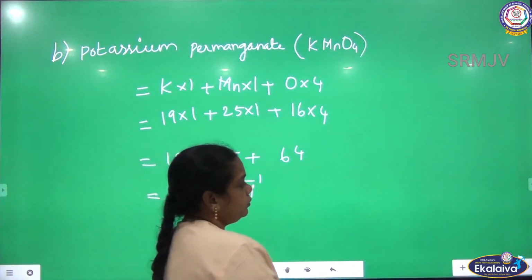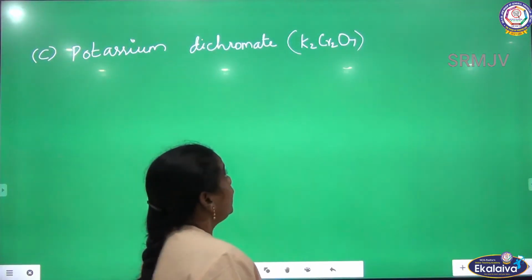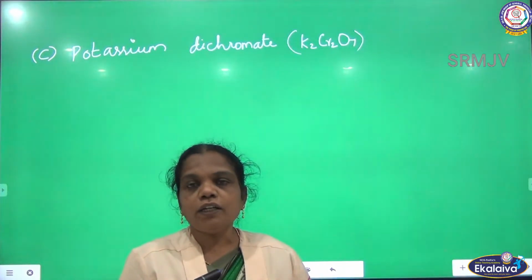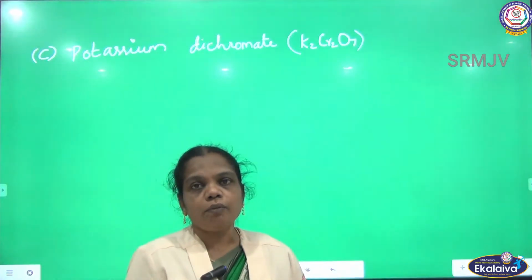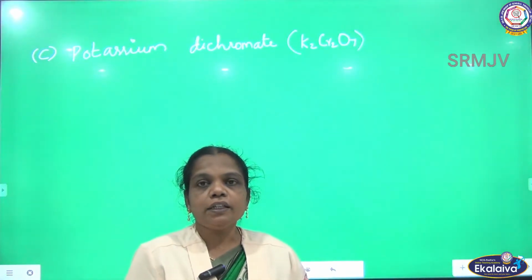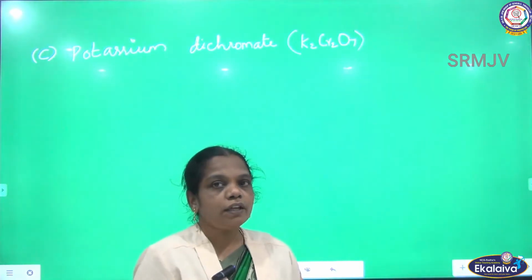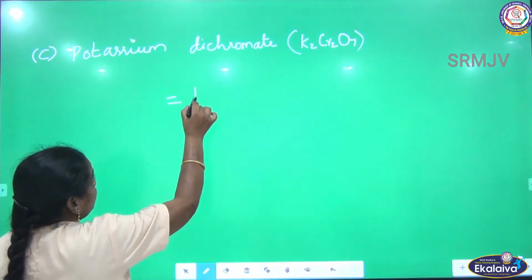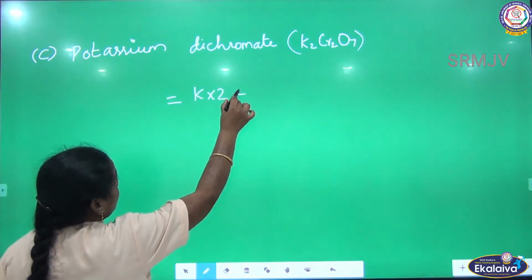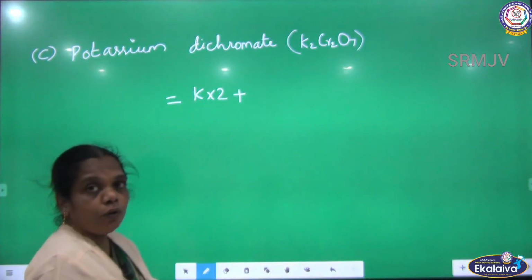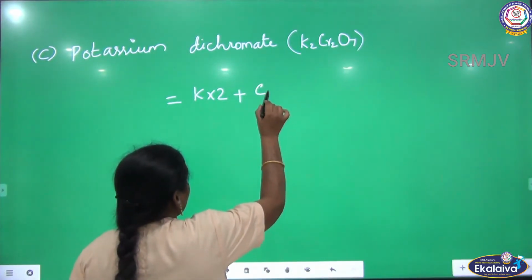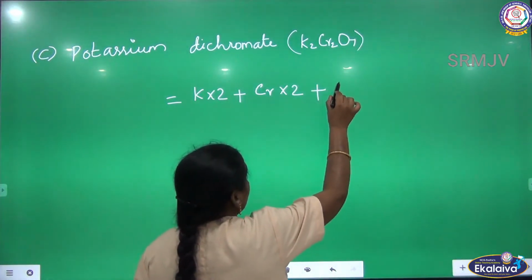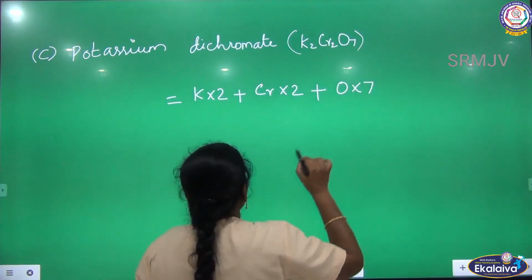And next one, the next compound is potassium dichromate. Sometimes they will give only the name of the compound, and you might know the formula. Potassium dichromate formula is K2Cr2O7. So how many potassium atoms are there? K2. So potassium into 2 plus chromium, Cr. How many chromium atoms? 2 chromium atoms. Chromium into 2 plus oxygen. How many oxygen? Into 7.